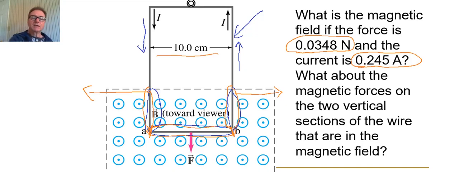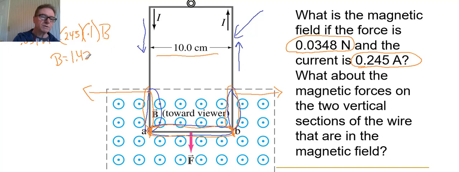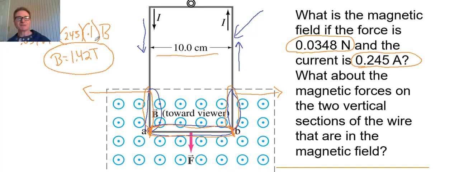So we know that. So F, which is 0.0348 Tesla, is going to be equal to I, which is 0.245 amps, times L, which is 10 centimeters or 0.1 meters, times B. When we plug that into the calculator, I get 1.42, so B equals 1.42 Tesla, which is an enormously large magnetic field. That is a very large magnetic field working on that wire. Again, it's just F_B equals I times L times B times the sine of theta. In this case, theta was 90 degrees, so we really didn't have to incorporate that into the equation.